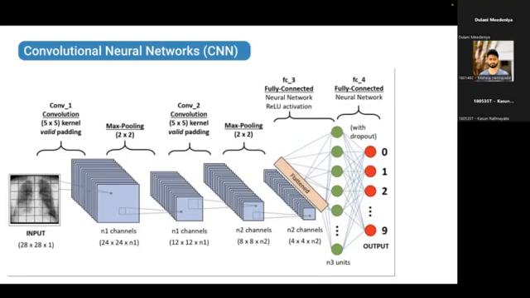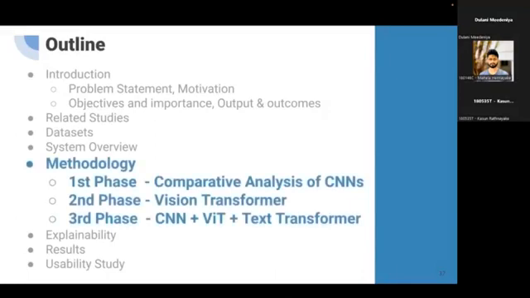After several convolutional and pooling layers, we can get those features out of the model, or we can use a fully connected dense layer to do a classification task as we need. Next slide. So those are the main concepts that we have used in our approach. So from here, I will go through our methodology.